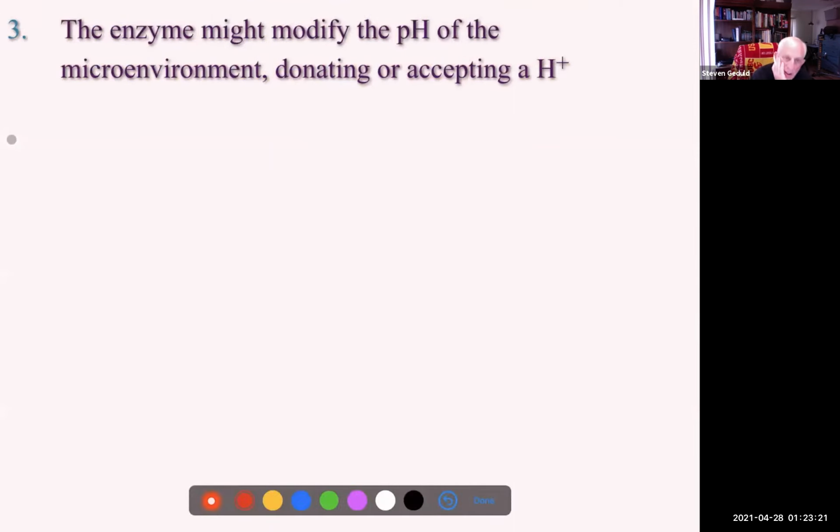Okay. Another way is the enzyme might modify the pH of the microenvironment, donating or accepting a hydrogen. Okay. If it becomes acidic, it's going to donate a proton because you have H pluses. If it becomes basic, it's going to accept a proton.